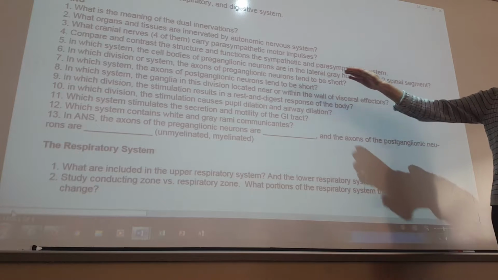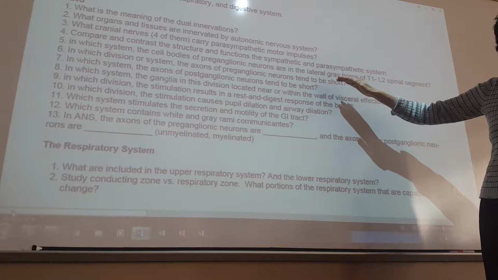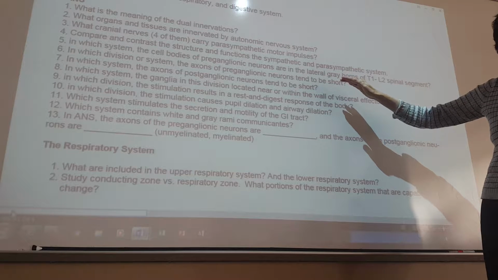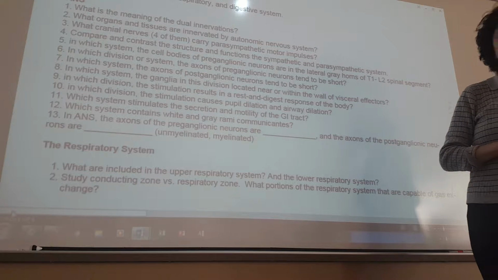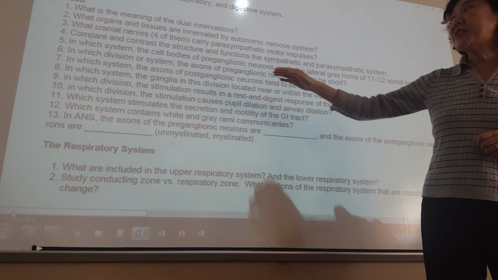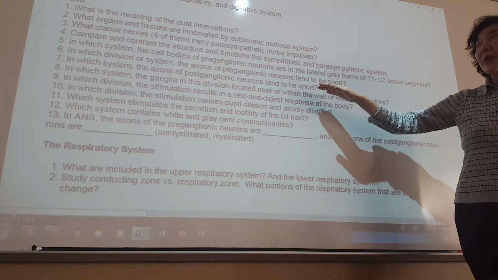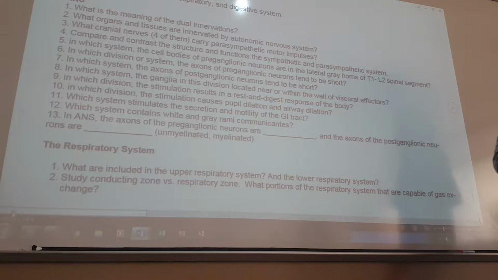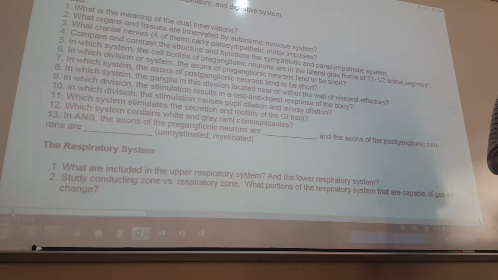The axon of the preganglionic neuron, if it's short, is sympathetic. If it's long, it is parasympathetic. Are we good? And in which system does the axon of the postganglionic neuron tend to be short? Parasympathetic, right? So one is long and one is short, and one is short and one is long. Sympathetic and parasympathetic are just opposite each other in a way.